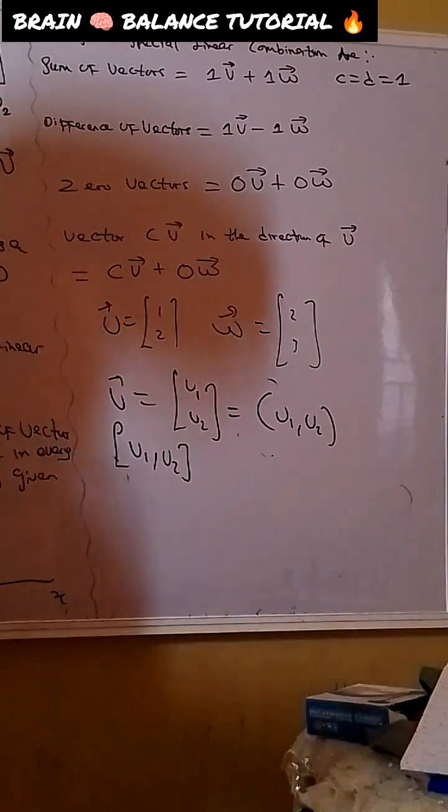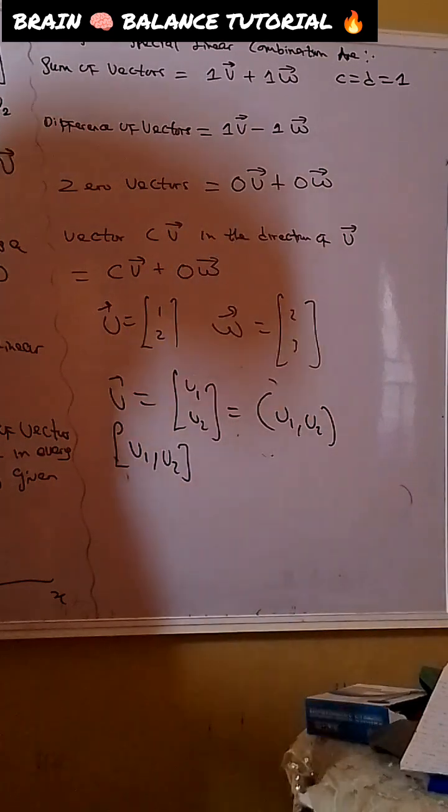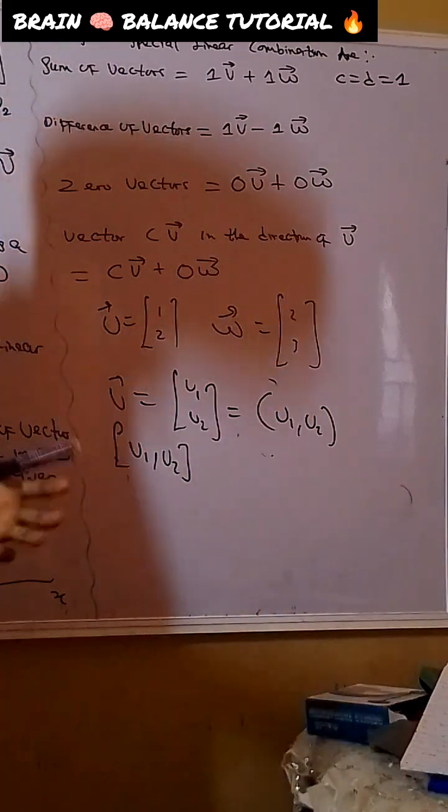It's like the normal primary aspect of it, what we need to know under linear combination and the vector itself. So let's move on to some other step-by-step aspects of it.